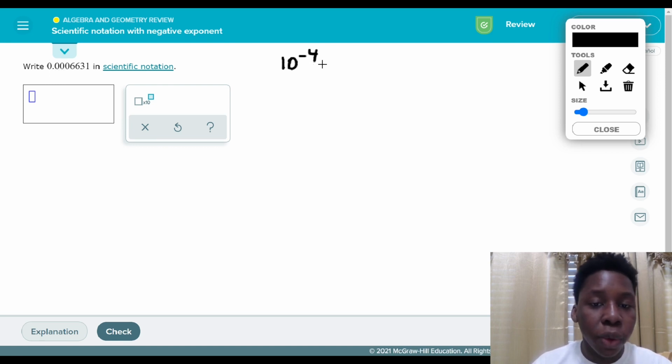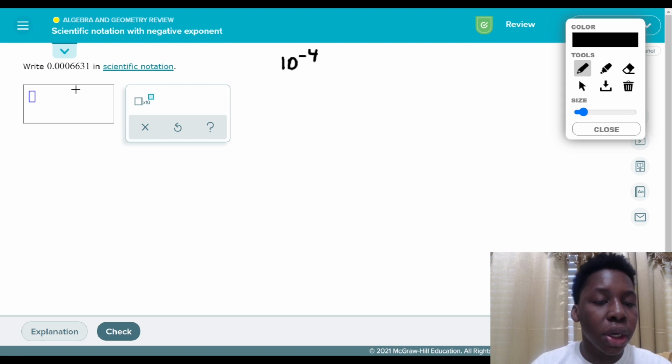And in order for us to find what that exponent is, all we have to do is count the amount of zeros in front of the number. The amount of zeros in front of this number was 1, 2, 3, 4, right? So since it's 4 and we know the exponent is negative, we just say negative 4, because there are zeros in front of the actual number. So this is a negative 4.